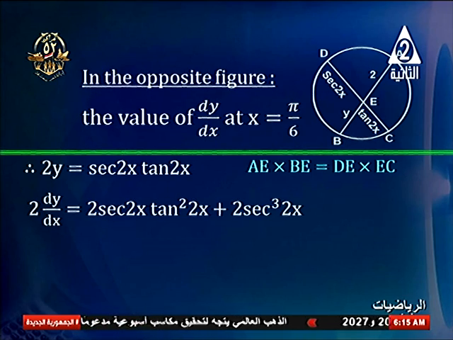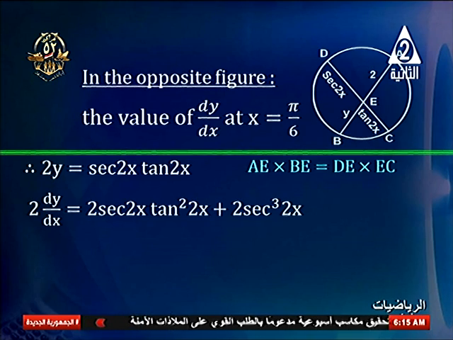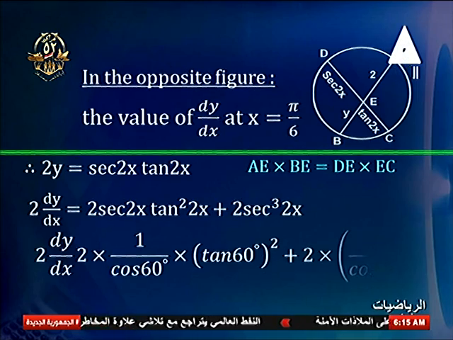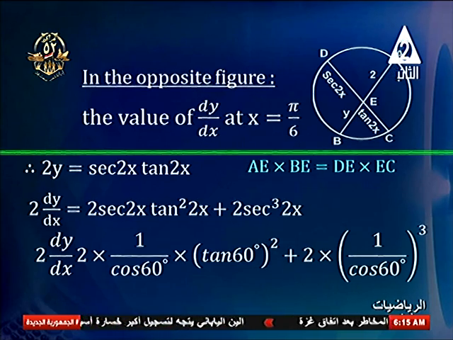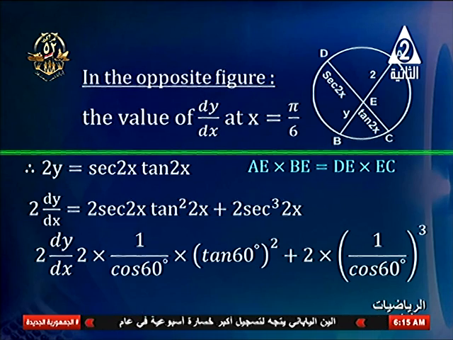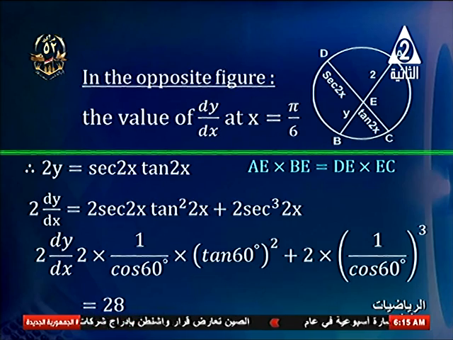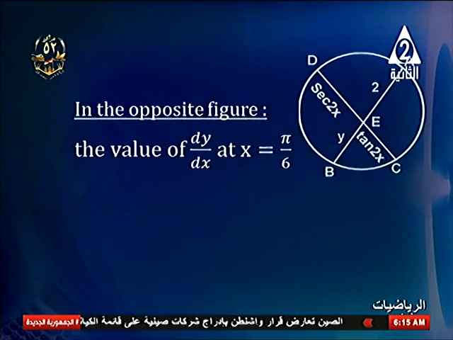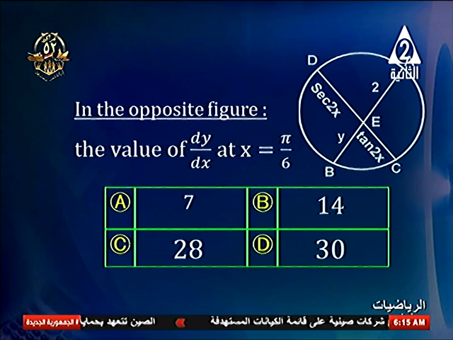Look at, we have highest common factor 2 sec 2x. Then we deduce 2 dy over dx equals 2 multiplied by substitution about x equals pi over 6. Answer is 28. Then dy over dx equals 14. Choose the correct answer. The answer is number B.